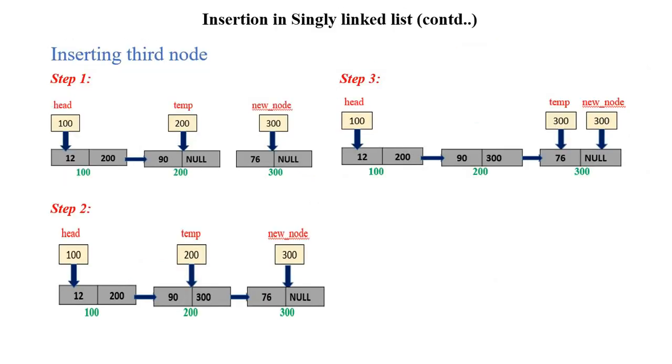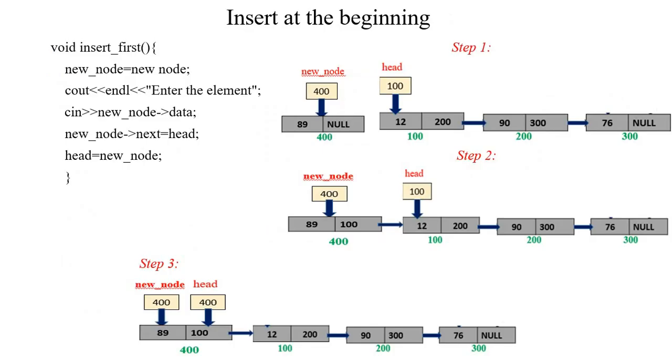This is a general insertion purpose. Now, how to insert a node at the beginning? This is already our node, how it will look like. Here I haven't mentioned the temp and the new node. Obviously, the new node will move onto the node. If we are creating a new node, it means the new node will move into that particular position.